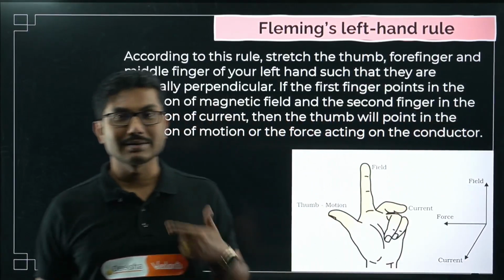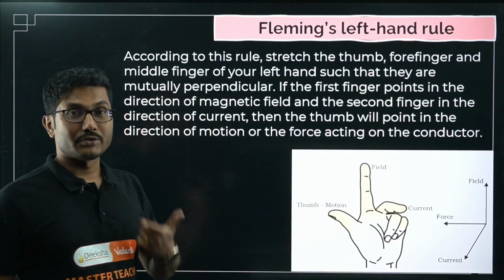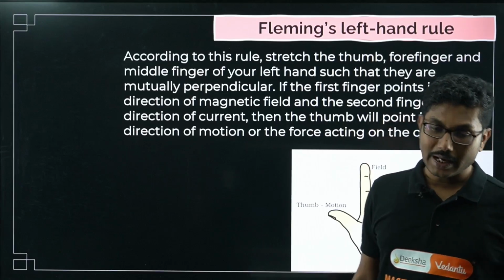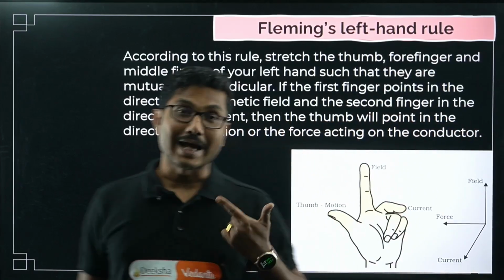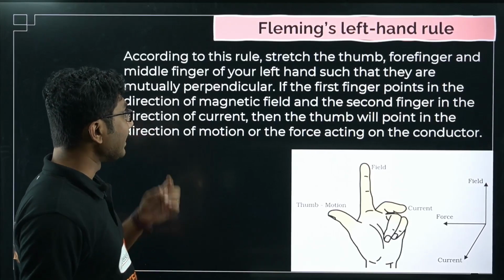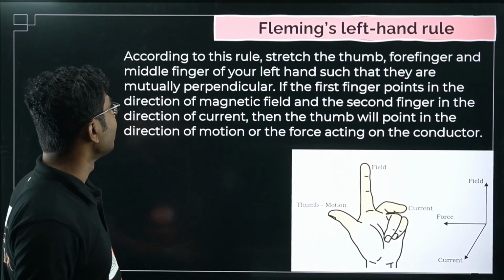They will not ask the question directly that this is Fleming's left hand rule. So first you have to identify, okay, Fleming's left hand rule I have to apply, and then using that rule you can find the direction of magnetic field. Now what is Fleming's left hand rule?